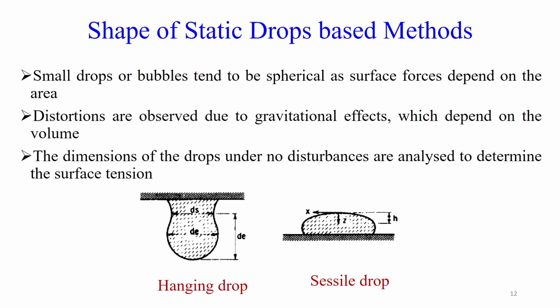So, now we are going to analyze the shape of a static drop. As we understood, the formation of a drop is regulated by the surface tension of the particular liquid. So, if we can form a small drop or a bubble, typically it tends to be spherical. Why? Because the surface forces depend on the area.